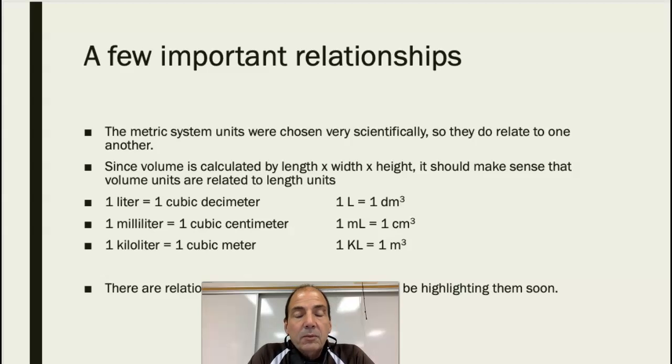In the metric system, there are a couple other things that you should know. This one is the one that comes up the most, but the metric system was chosen to really make sense, and so they wanted the different units to match up in some way. So liters does relate to meters: a liter is defined as a cubic decimeter. And a milliliter then is a cubic centimeter.